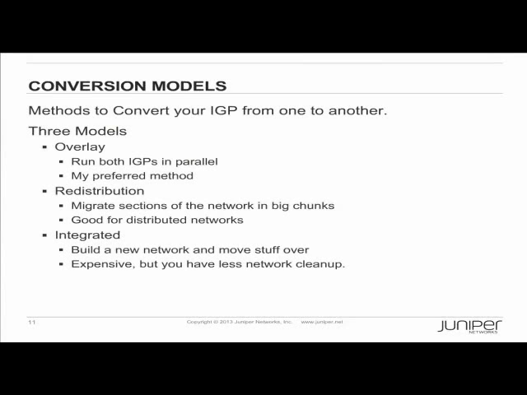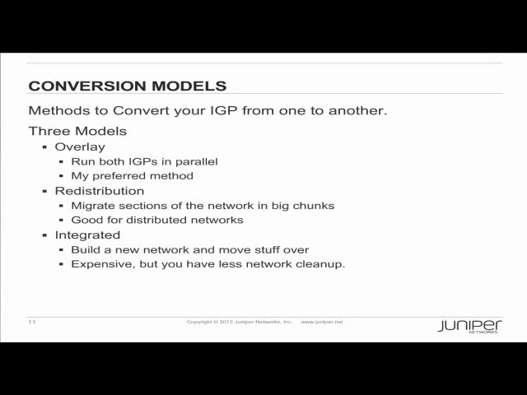Conversion models, we essentially have 3 primary models. We have an overlay model, which essentially is I'm going to run EIGRP and OSPF in parallel, which allows me to essentially migrate the network live, and it really doesn't have a lot of impact to the network itself. We also have a redistribution model.